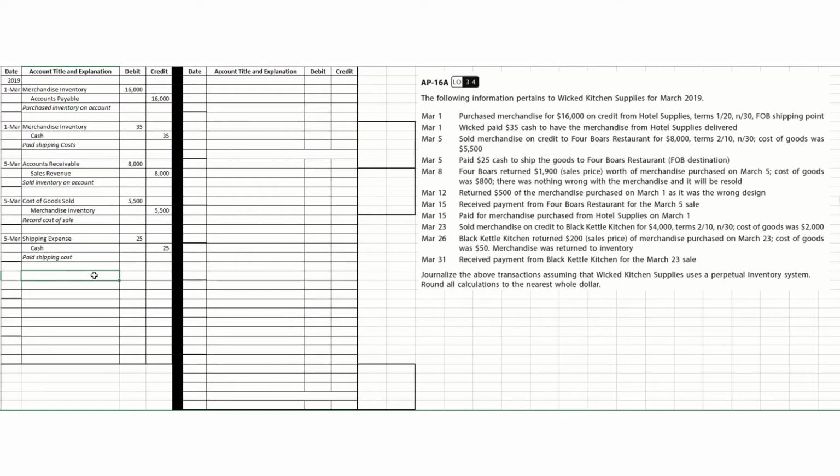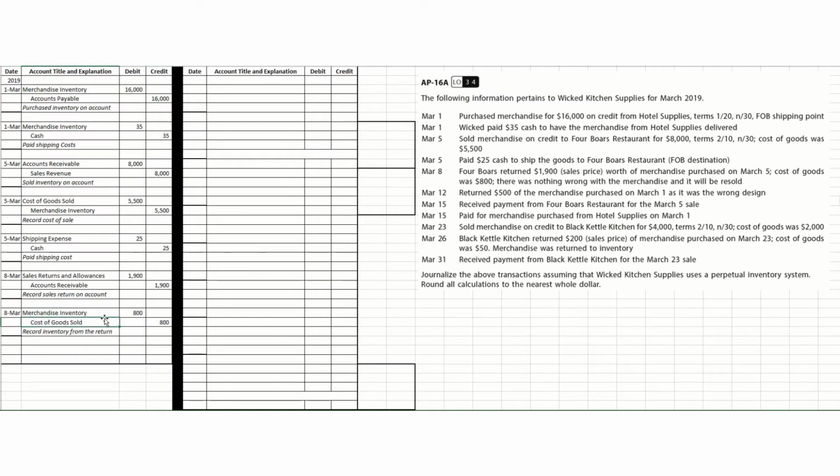Next, it says March 8th, Four Boars returned $1,900 sales price worth of merchandise purchased on March 5th. The cost of goods sold was $800, and there's nothing wrong with it. So in this situation, we need to, first of all, set up the fact that they have returned items. So on March 8th, we've got a $1,900 debit to sales returns and the offsetting credit to accounts receivable. This customer has not yet paid for this invoice.